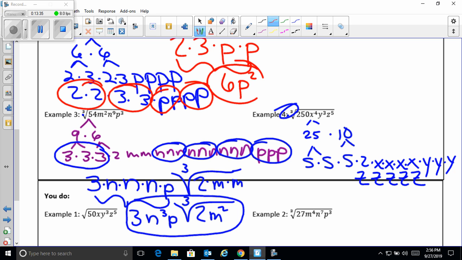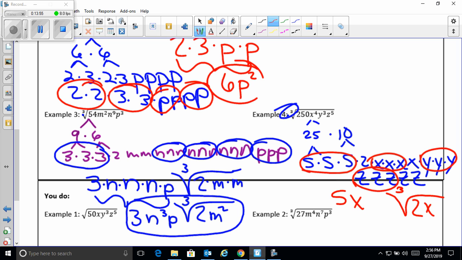We're looking for 3 amigos. So what comes out? 5 comes out. 2 doesn't come out. He has to stay in. x comes out. But one of the x's has to stay. He doesn't have 3 amigos. y comes out. A z comes out. And then 2 z's stay inside. I always put a line in my z's because they sometimes look like g's if I'm not careful.